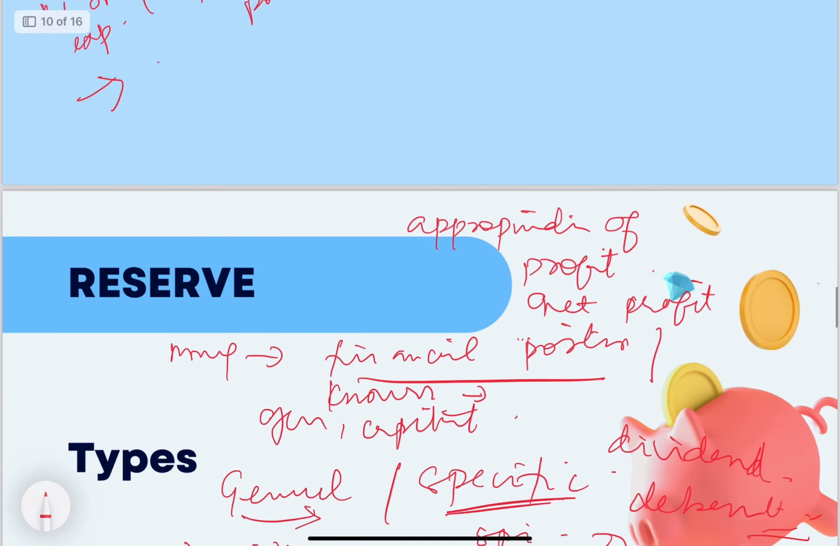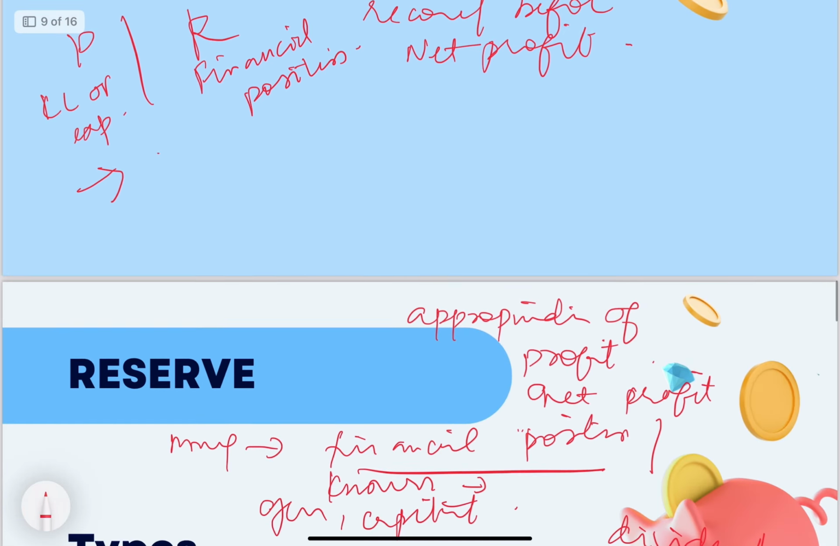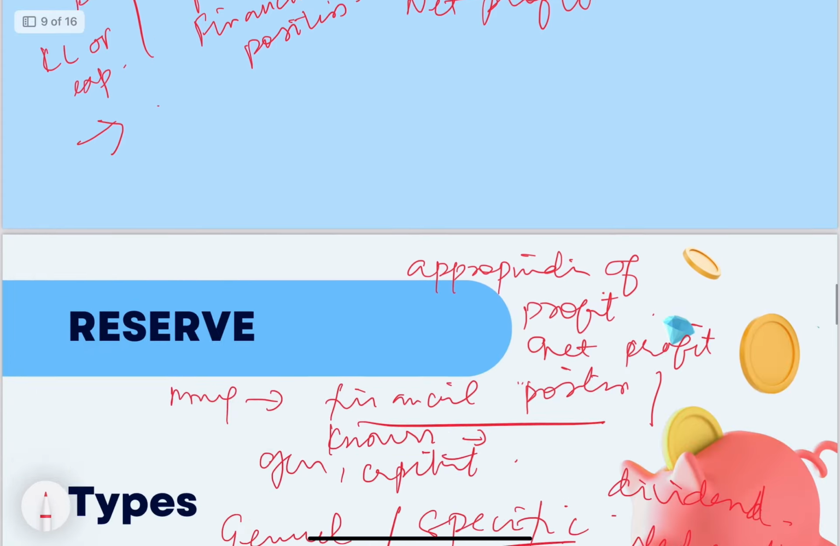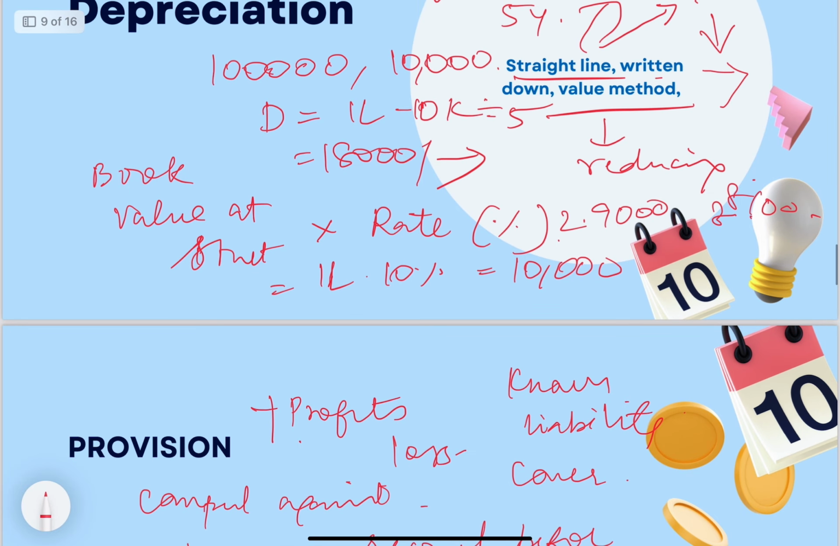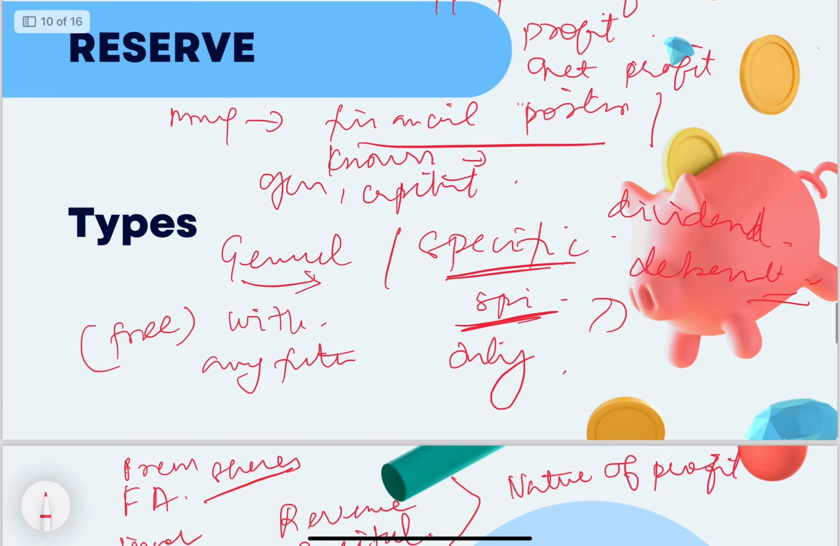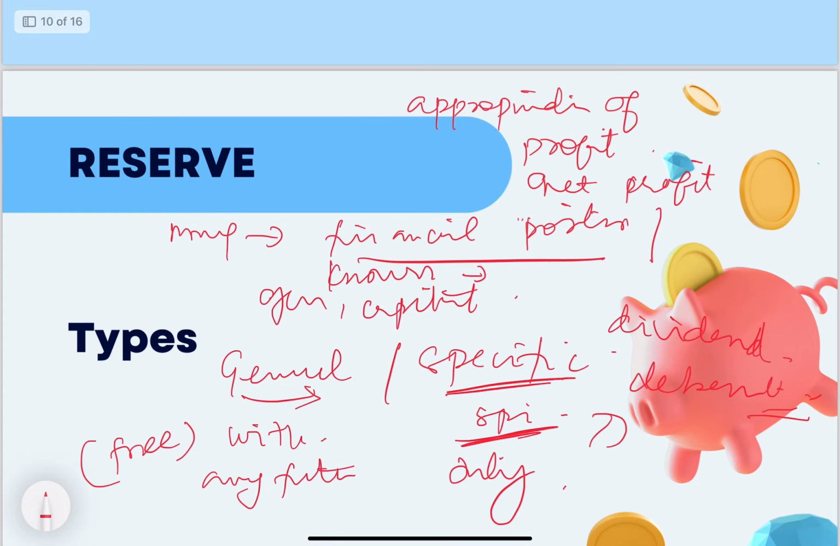Next would be provision. So what is a provision and what is a reserve? Provision means the money you kept aside from the profits to meet a known liability, right? So what was a reserve? Reserve was money you kept aside from the profits to strengthen the financial position for a specific purpose. That was for reserve, and we saw the types. There were two types of reserves. One was general and specific, and another based on the profit was revenue and capital.